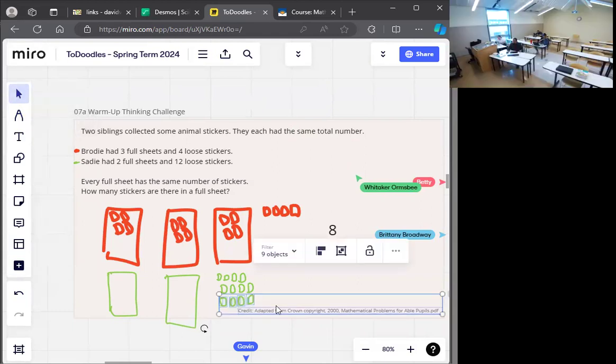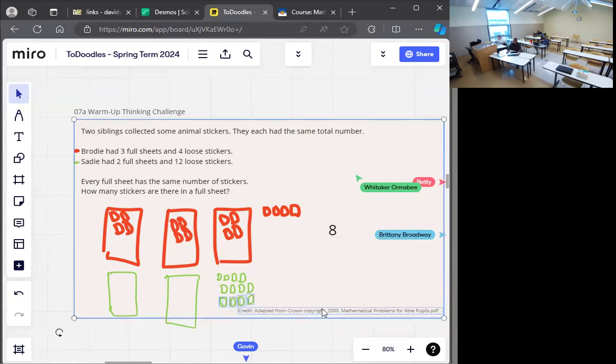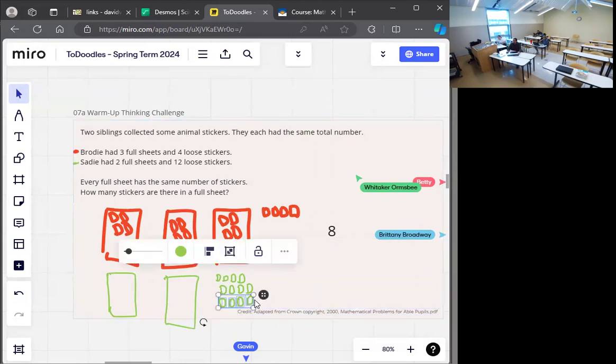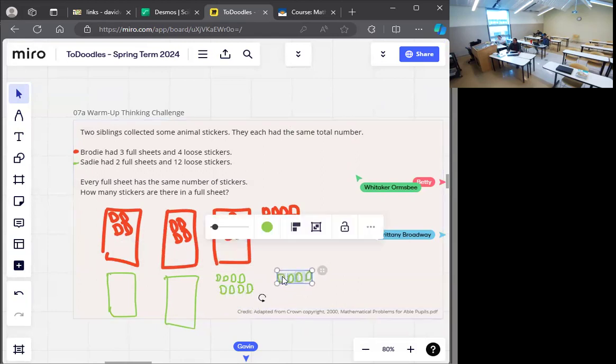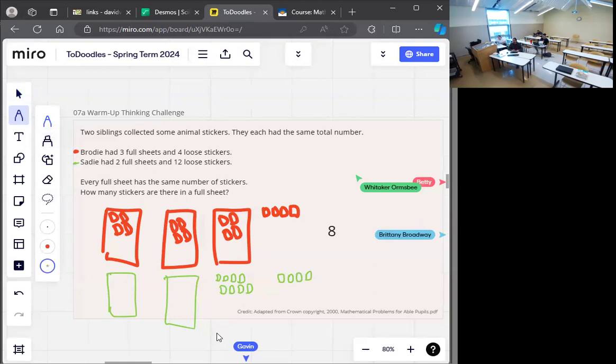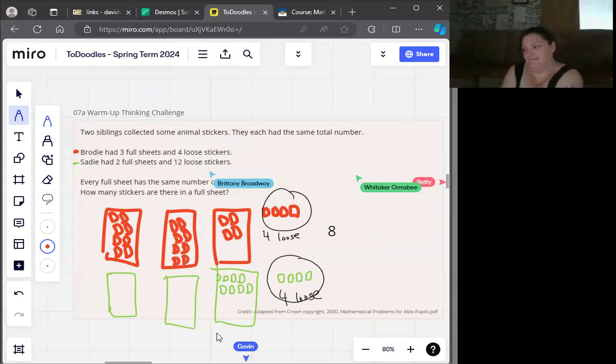So I could do it as a picture. If I move 4 of the 12 loose stickers over there, that means these 4 need to fill up a sheet. Because then the 4 extra that her brother has matches with the 4 loose ones here. So that must mean each sheet actually has 8 instead of some other number.